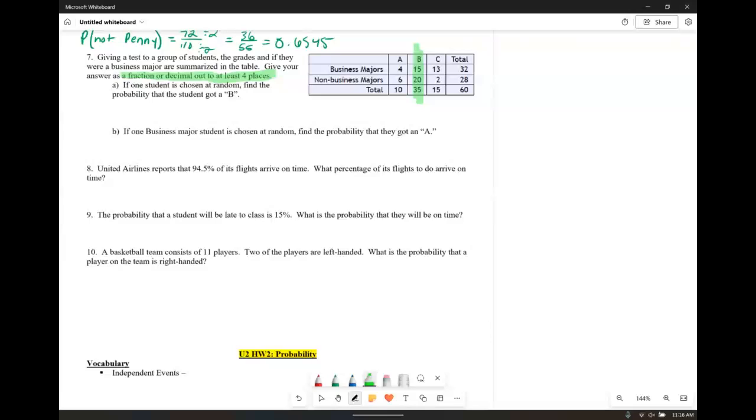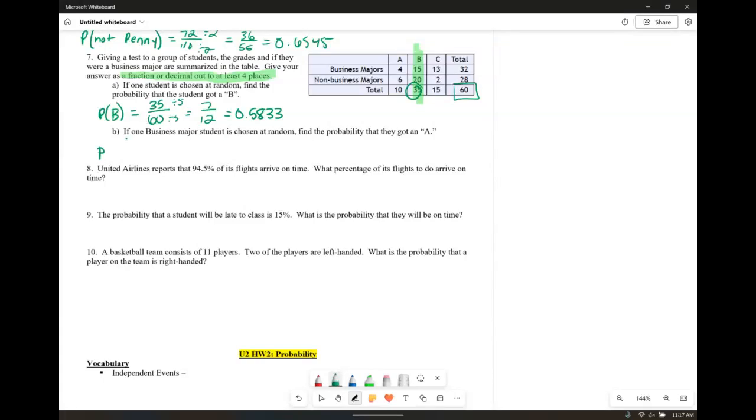All right, so I'm looking here at this column. It doesn't matter in this question if it's a business or non-business major. I'm just looking at all the B's. That's the total, that's the desired amount. So 35 out of my total students, which is 60. Okay, I can reduce this fraction, divide by 5, so that's 7 over 12. Or that can give me a decimal. There you go.